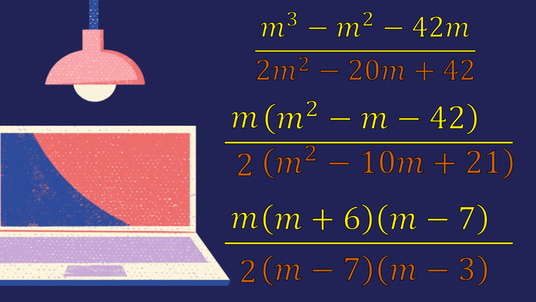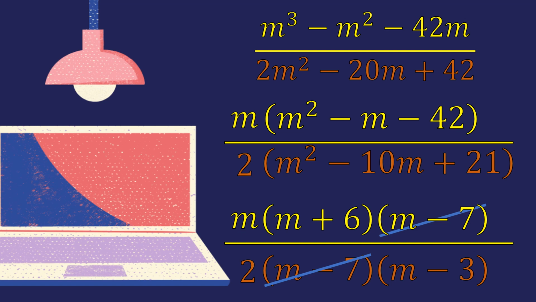Now we are ready to cancel or divide out our common factors. And notice, what we can cancel here are your m minus 7. The remaining factors will now be multiplied. So m times m is equal to m squared. M times 6 is equal to 6m. That is for our numerator.